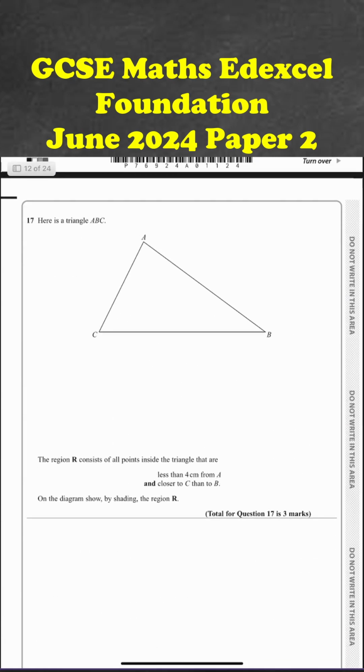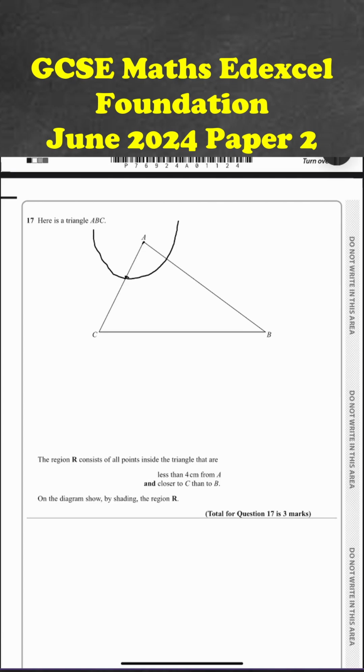Question 17. Here is a triangle ABC. The region R consists of all points inside the triangle that are less than 4 centimeters from A and closer to C than B. On the diagram, show by shading the region R. So what we would need to do here is draw a circle from A, radius 4 centimeters. So let's say it's about this big. And then you're going to draw it with your compasses, so it's going to look a bit like this. It's a horribly drawn circle.